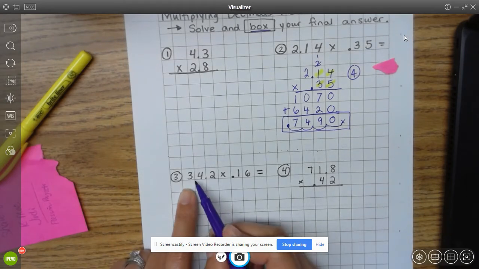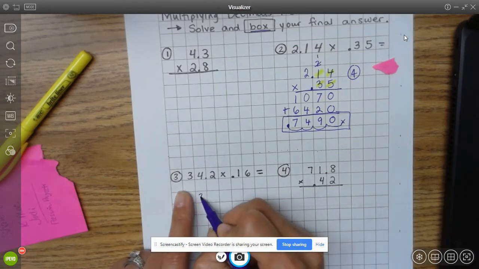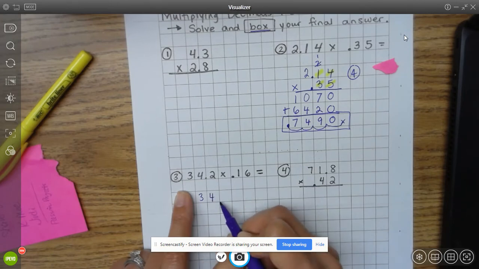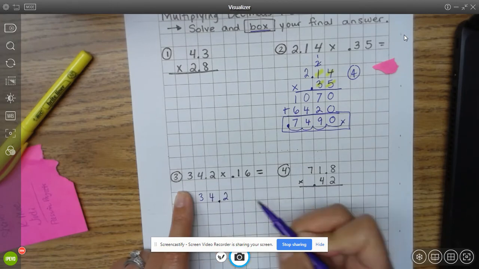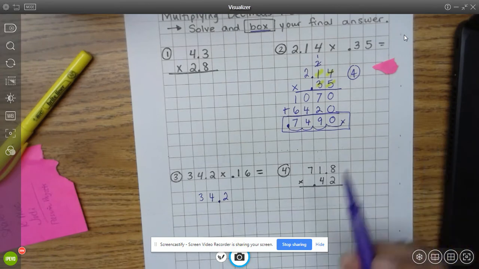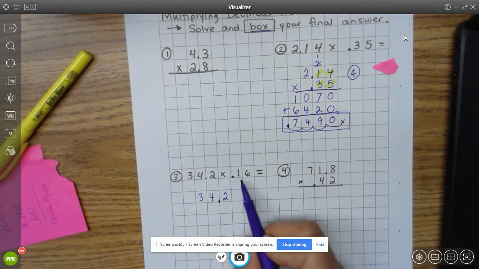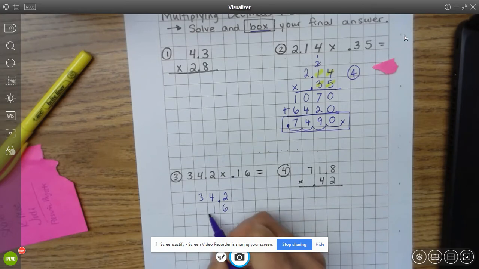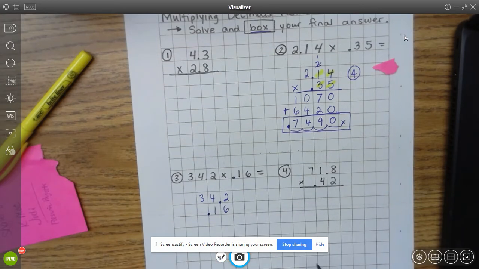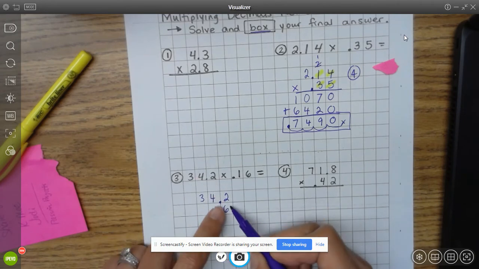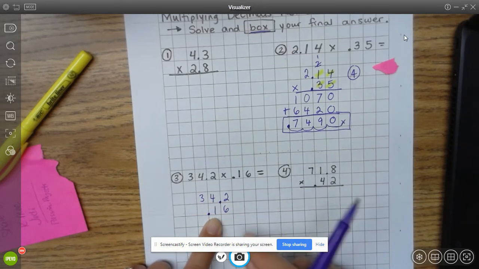So I'm going to do number 3. So 34 and 2/10. And I'm putting each number in its own box so I don't have to worry about getting any of my numbers mixed up. And then I have 16 hundredths. Okay, now here is a great example. Do you see how I'm not lining up my decimals? In multiplication of decimals, it does not matter. I do want to line up my numbers here because when I multiply, I need to have numbers in the same column.